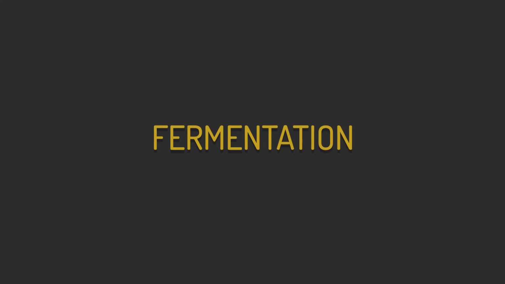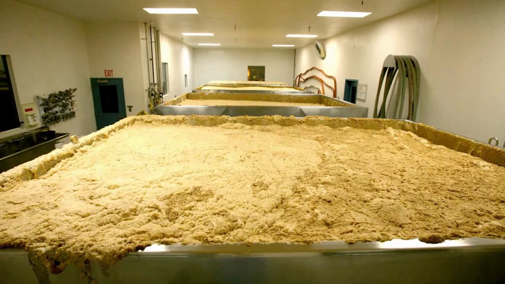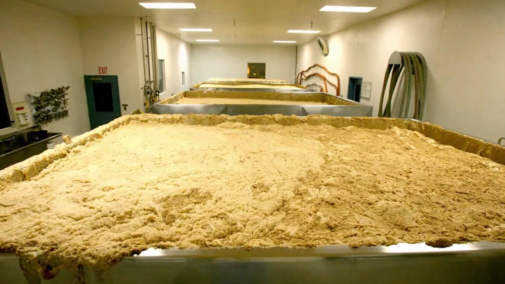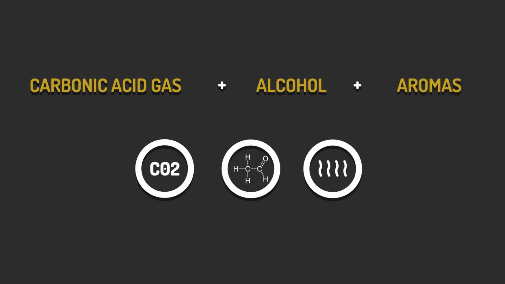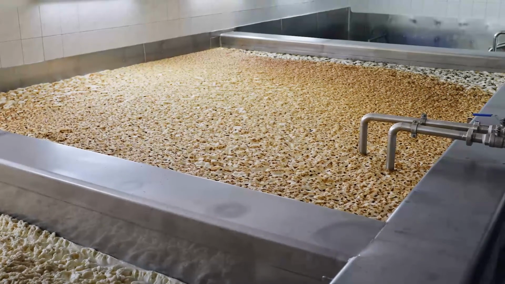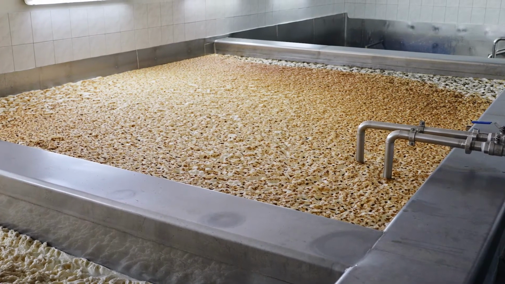The cooled down wort is transported to the fermenter. The yeast cells transform the sugar that developed during mashing into carbonic acid gas, CO2, alcohol, and aromas. The sugar content of the wort eventually determines the alcohol content of the beer. The first beer can also be called young beer.